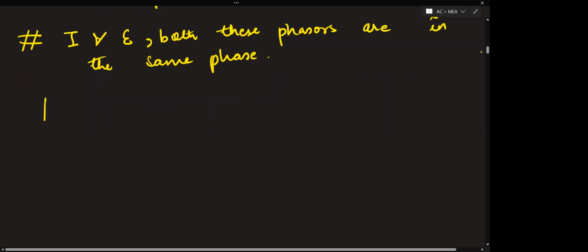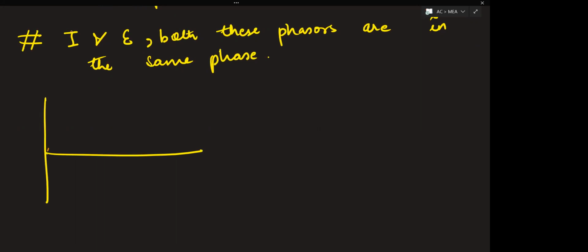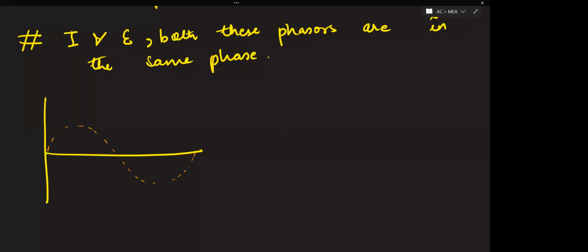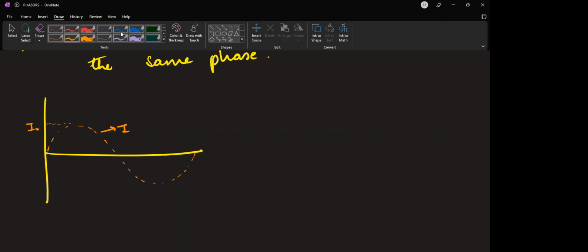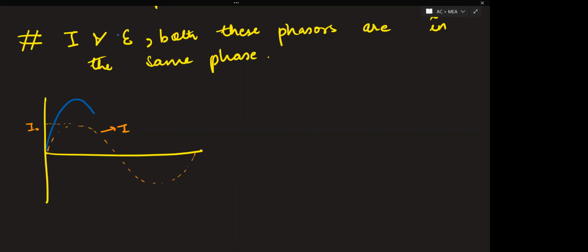From here you can understand with the help of a graph. Let's say this is the sinusoidal variation of current. This is current. This is the maximum value of current, which is I naught. And from here only, the amplitude can be different.